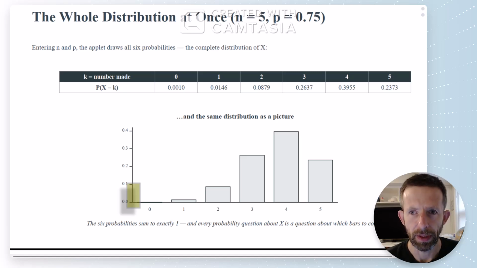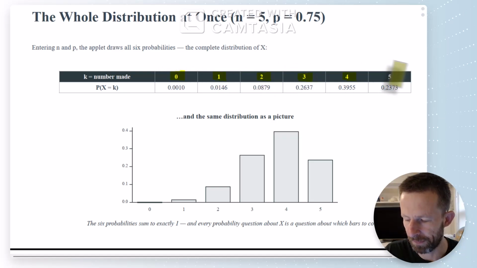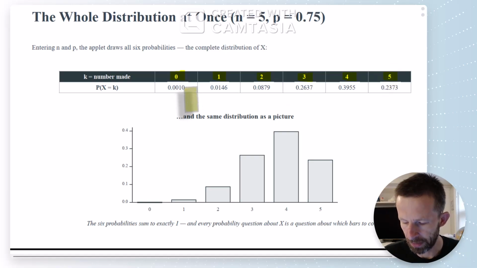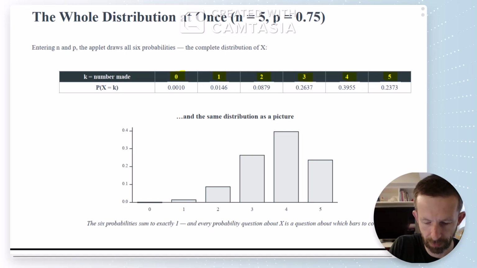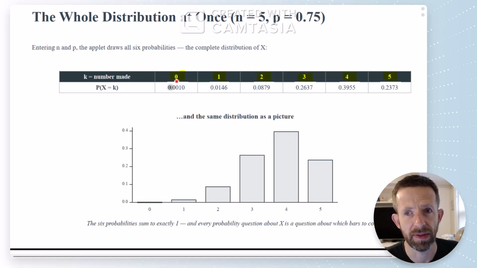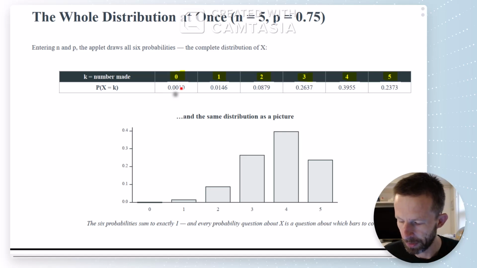All right, so if she shoots 5 free throws, there's 6 possible outcomes. She can make 0 out of 5, 1 out of 5, 2 out of 5, 3 out of 5, 4 out of 5, and 5 out of 5. And for each of those outcomes, there is an associated probability. So her probability of hitting 0 out of 5 free throws, if she's a 75% free throw shooter, is 0.001.